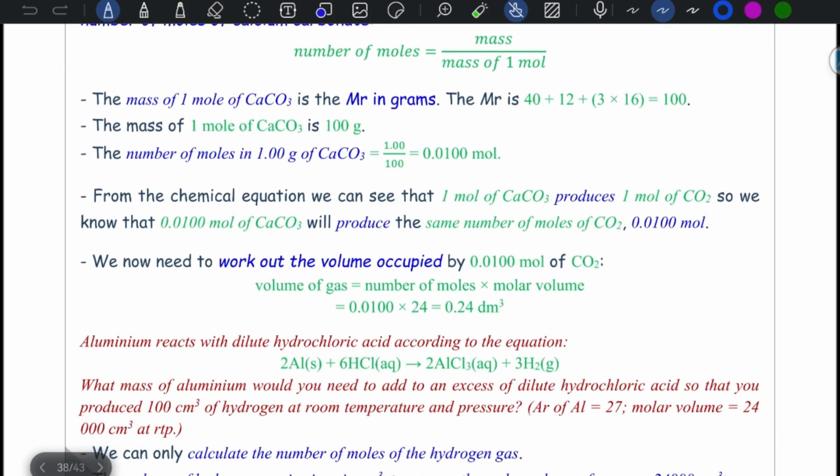Then from the equation, you find that 1 mole of calcium carbonate produces 1 mole of carbon dioxide. 0.01 mole of calcium carbonate will produce 0.01 mole of carbon dioxide. To work out the volume, 0.01 mole multiplied by 24 gives 0.24 cubic decimeter. Another one.